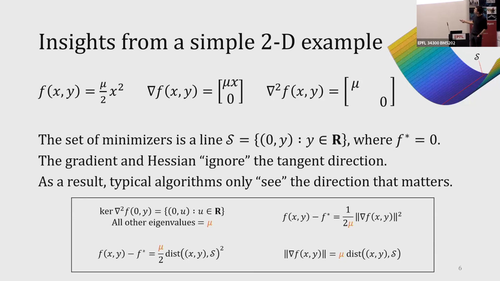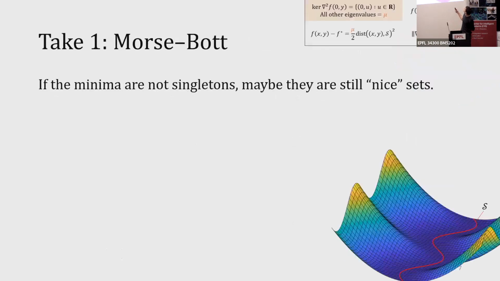This function has those properties, and you can generalize them to broader classes and then ask how algorithms behave under this or that condition. All right. So the first one is top left, and the 4 conditions will always be here at the top right corner. The first one, I'll call Morse-Bott. The story goes like this. When I had isolated minimizers, I would have been happy to assume that the Hessian at that minimizer was positive definite, and I know that if I do, things are great.